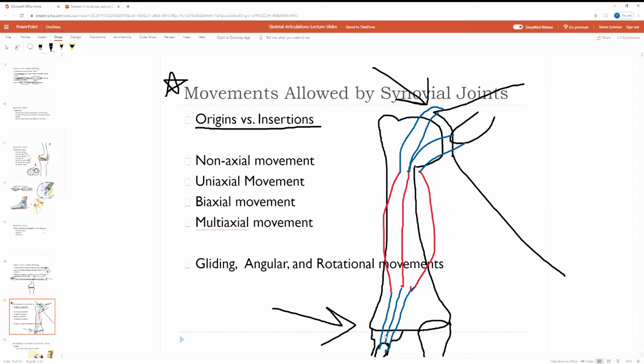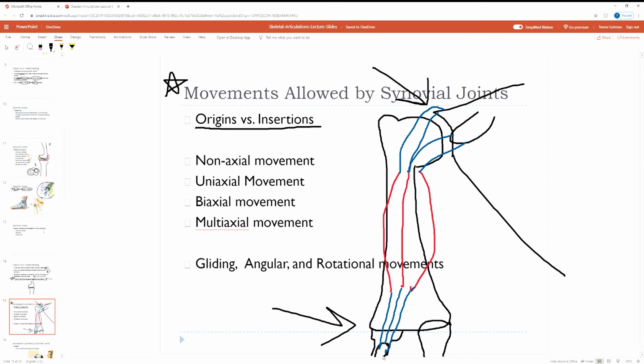How do we know which one's more mobile? It's always based on this idea called open chain. This is going to get extra confusing, and I apologize. But imagine doing a bicep curl. Your hand is moving through the air, your elbow is flexing. The radial tuberosity, the insertion, is moving, but the origin is not moving because your shoulder is not going anywhere. It's just your hand that's moving as you bend your elbow. So that makes this a more mobile muscle attachment.